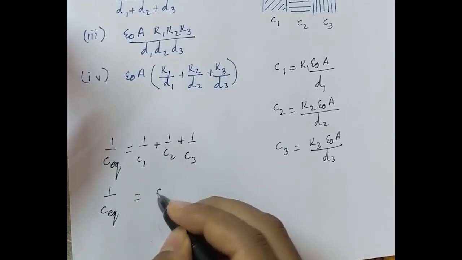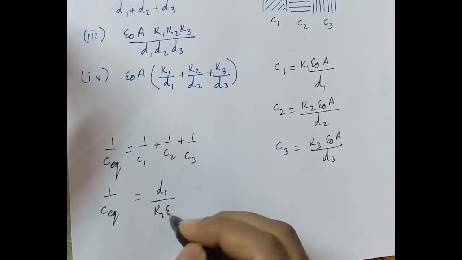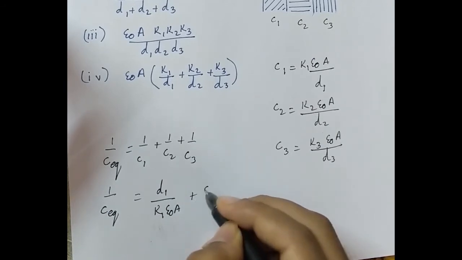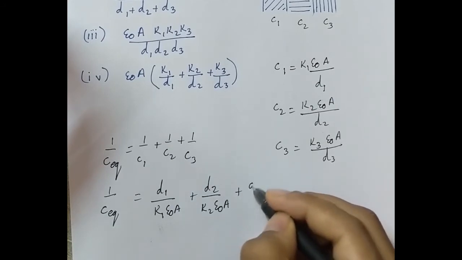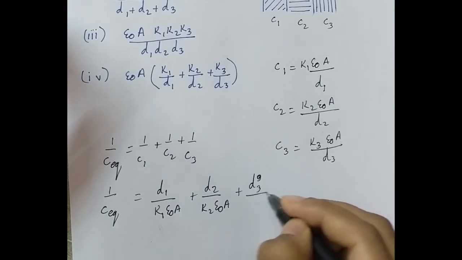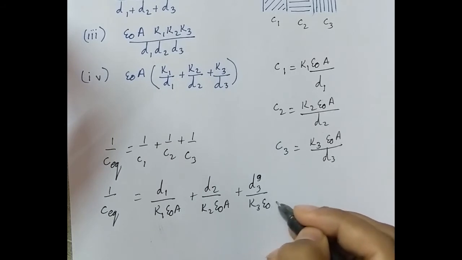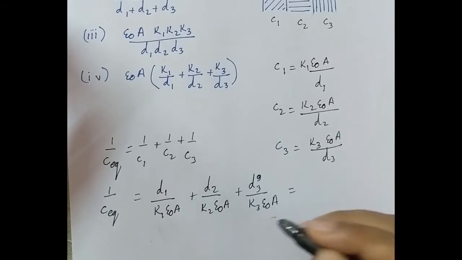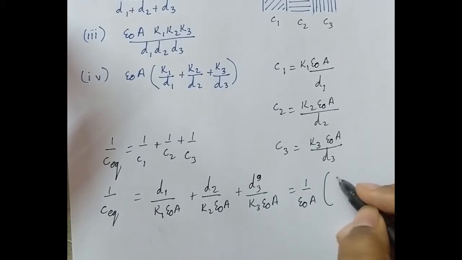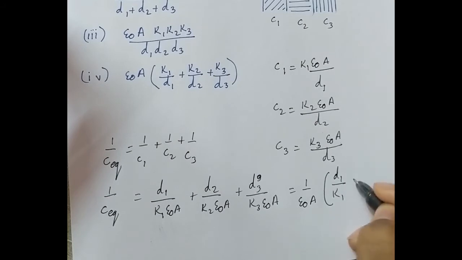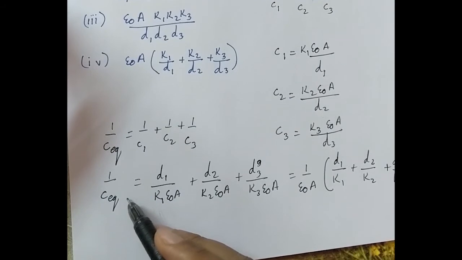The values give me D1 by K1 epsilon naught A, D2 by K2 epsilon naught A plus D3 by K3 epsilon naught A. I can take the epsilon naught A common from all 3, so I have 1 by epsilon naught A, D1 by K1 plus D2 by K2 plus D3 by K3. So remember, this is the reciprocal of the equivalent capacitance.